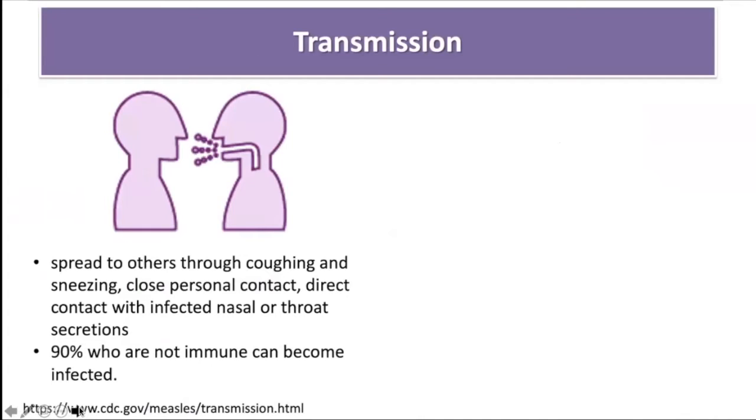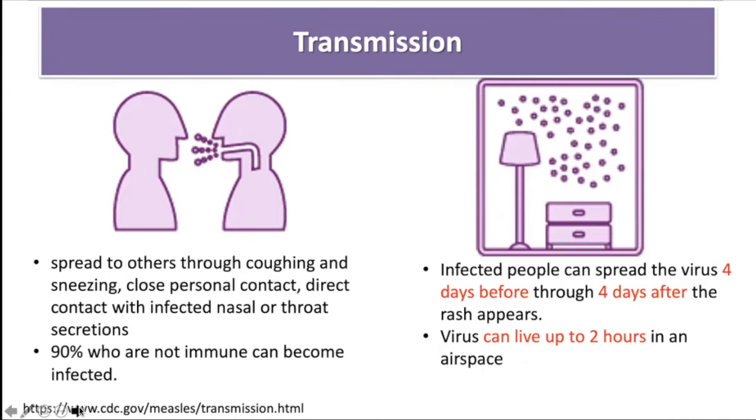How does measles spread? It is by coughing and sneezing, or close personal contact or direct contact with a person with infected nasal or throat secretions. And 90% of those who are not immune can become infected, and infected people can spread the virus 4 days before through 4 days after the rash appears. Important to take note also is that measles virus can live up to 2 hours in airspace. They remain suspended in the air after an infected person leaves the area. So see how contagious it is.